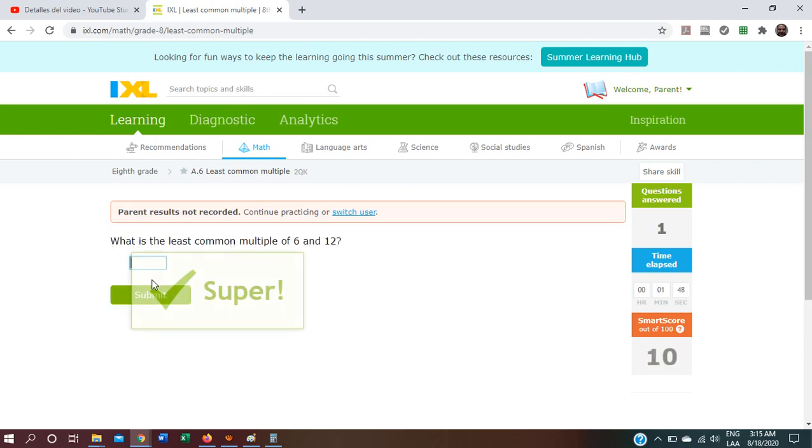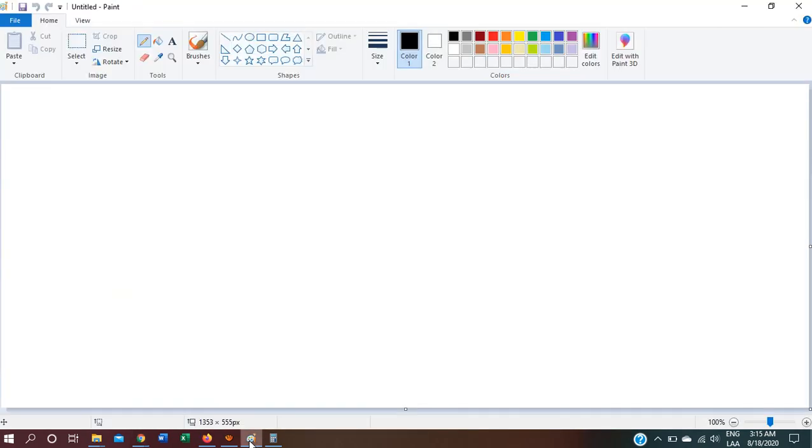We submit our answer and super. So in this case, we have 6 and 12. Let me show you how to get the least common multiple. So we have 6 and 12, and we are going to factorize.